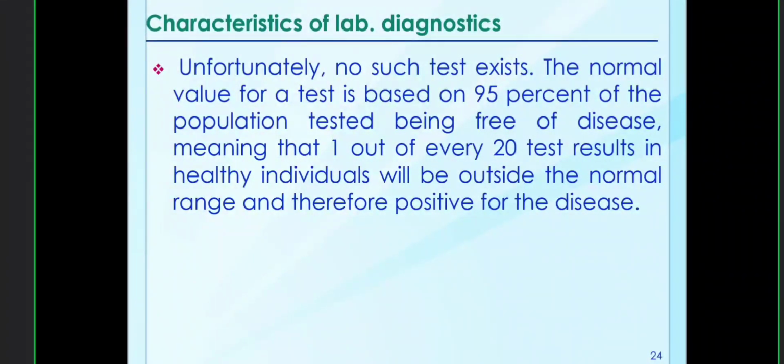The normal value for a test is based on 95% of the population tested being free of the disease. Meaning that 1 out of every 20 test results in healthy individuals will be outside the normal range and therefore positive for the disease.